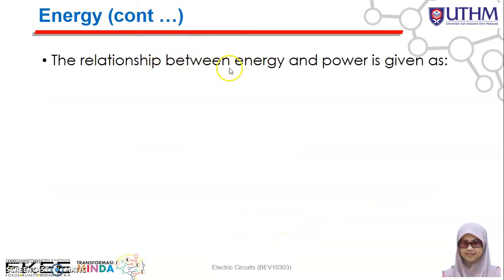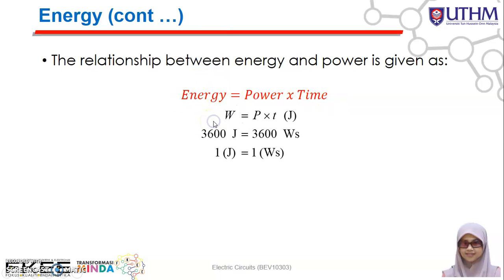The relationship between energy and power is given by energy equals power multiplied by time. Usually we write energy with the symbol W, power with the symbol P, and time with the symbol T. So W is equal to P multiplied by T. Let's say you are given energy equal to 3600 joules. It is also equal to 3600 watts multiplied by 1 second. So we can simplify it to 1 joule equals 1 watt-second.